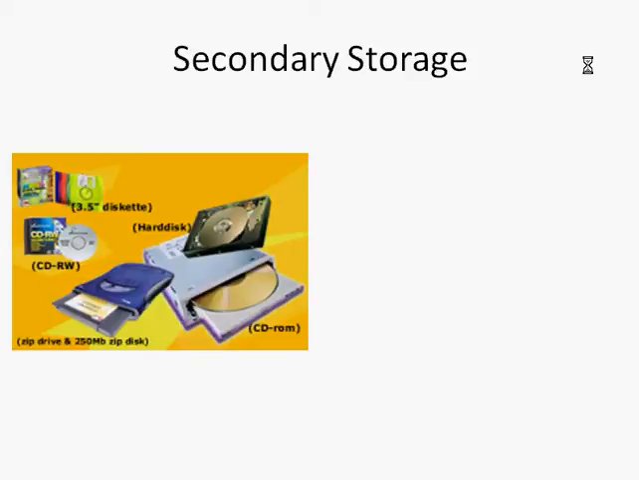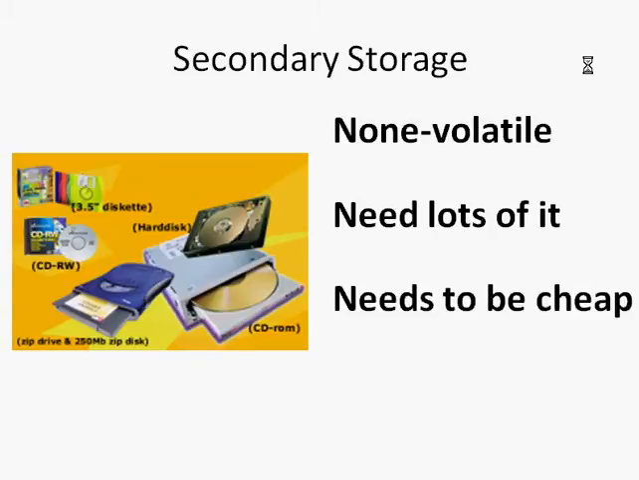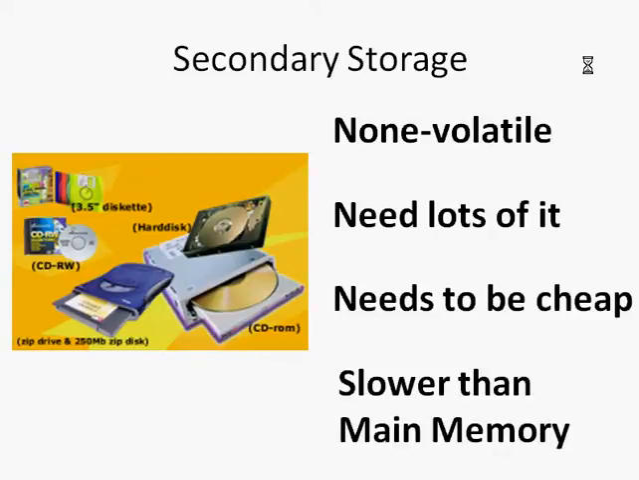So secondary storage, there are loads of different types of secondary storage. We know it's non-volatile because it's got to keep the data on it for a long time, even when a computer loses power. Because we store lots of files these days, such as images, videos, music, we need lots of secondary storage. Therefore, it needs to be cheap, and therefore it is slower than our main primary memory.